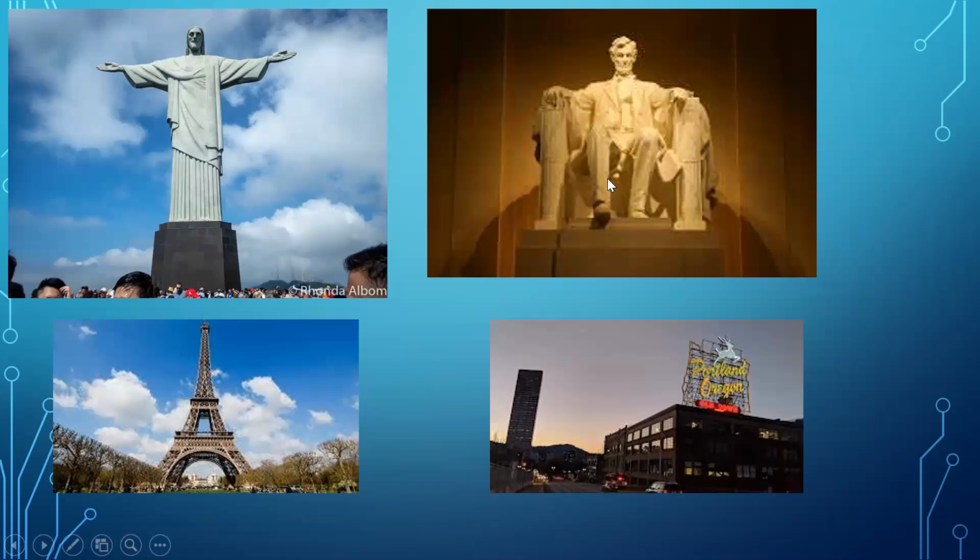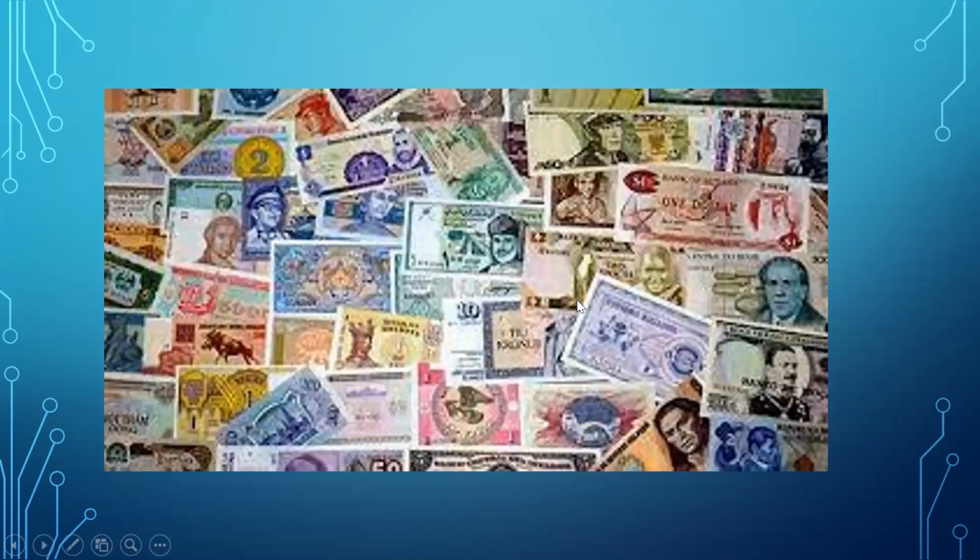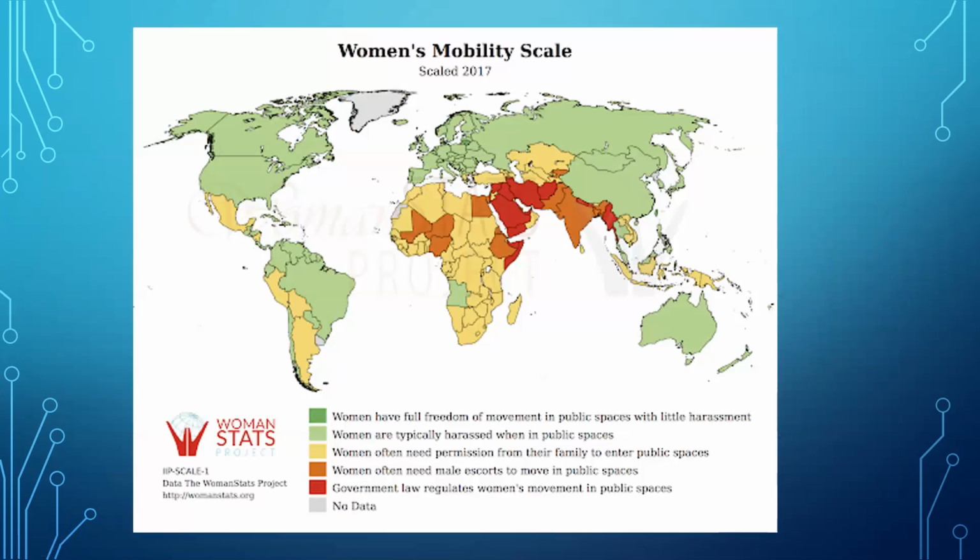So like the United States, Abraham Lincoln, or any other president, the idea of freedom, intellect, or the systems in government in place, that can say a lot about a country. The currency as well, or women's rights, and how mobile they can be in a society. Clearly, in most of the developed world, women have full freedom to move in public spaces, but that is also an indication of how much their rights are respected in society.